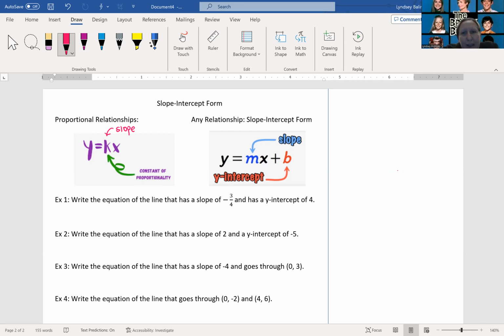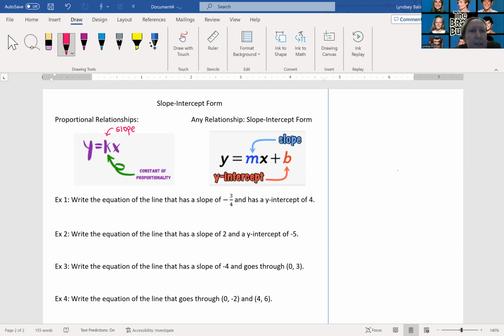The b at the end is our y-intercept. So slope-intercept form is y equals mx plus b, where the y and the x are always there. The m represents the slope. The b represents the y-intercept.